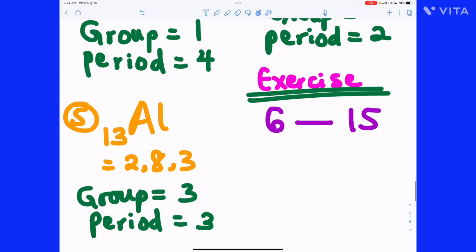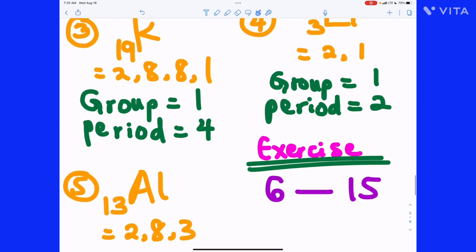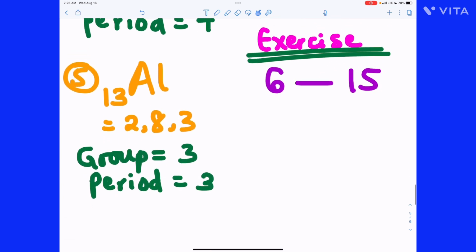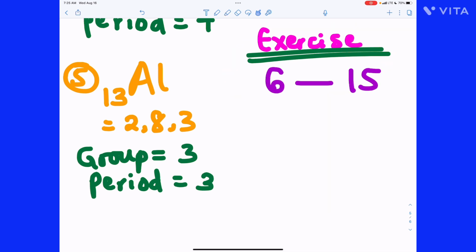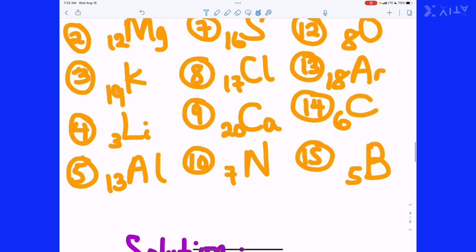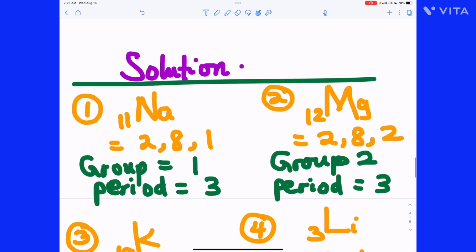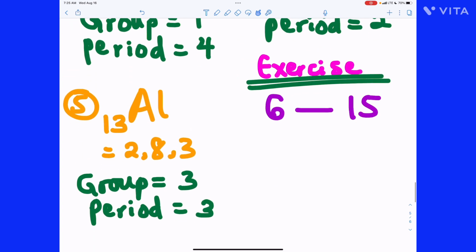So that's as simple as it gets. That's how we determine the period and group of an element on the periodic table among these first 20 elements, and in most other cases. So do this as your exercise. Answer questions 6 to 15 as your exercise. What you need to do is very simple. Just write out the shell configuration of the atom and use it to determine its period and group. So you can submit in the comment section, so I hope you check them out.